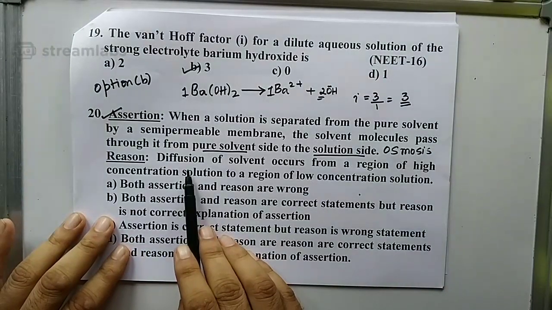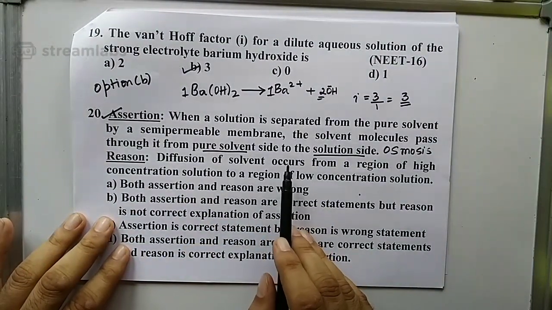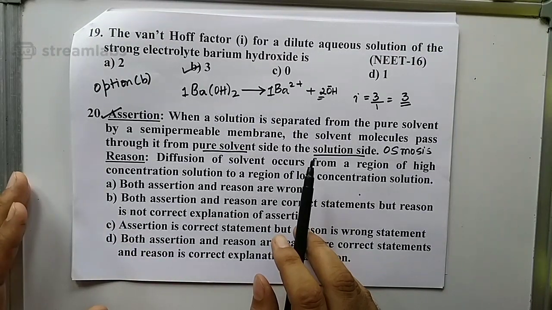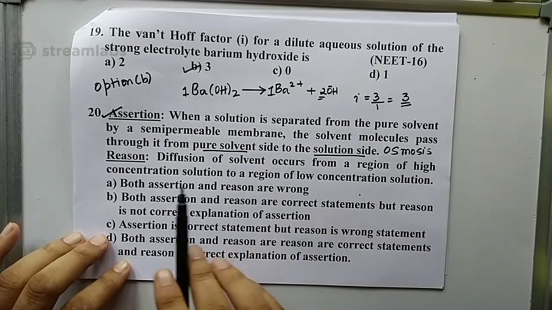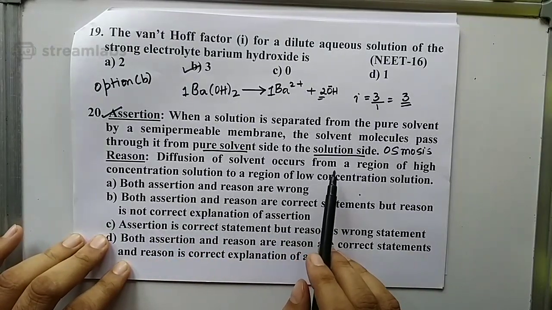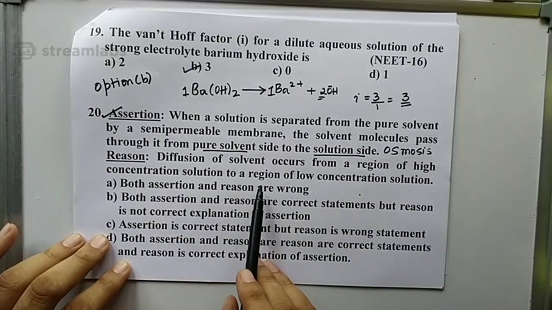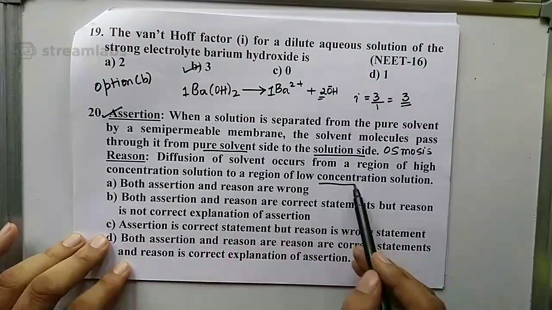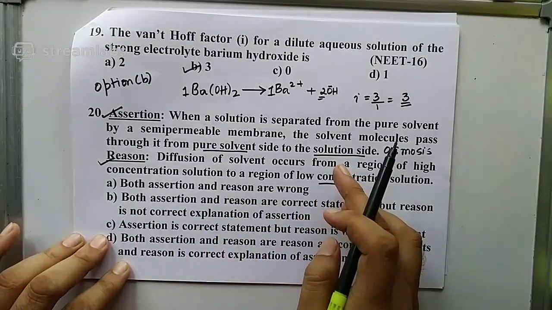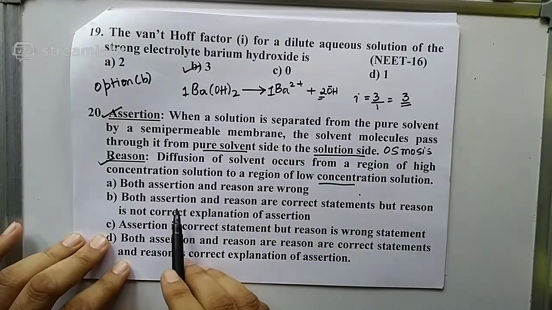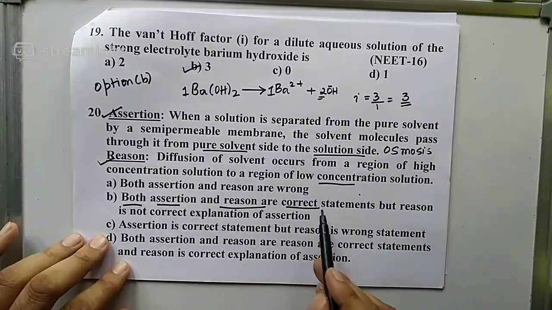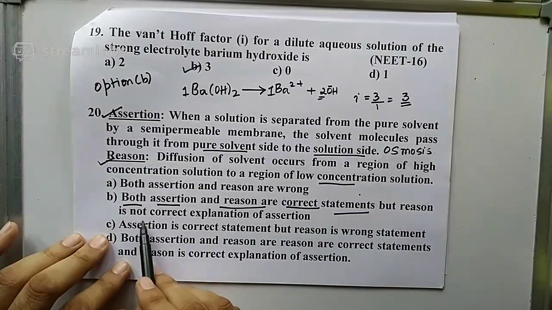Reason: diffusion of solvent occurs. Diffusion is not through a semi-permeable membrane, it is simply the passing of the substance. So diffusion of a solvent occurs from a region of high concentration solution to the region of low concentration solution. Definitely this statement is also correct, but the reason given for osmosis is not correct. So both assertion and reason are correct statements, but the reason is not the correct explanation.